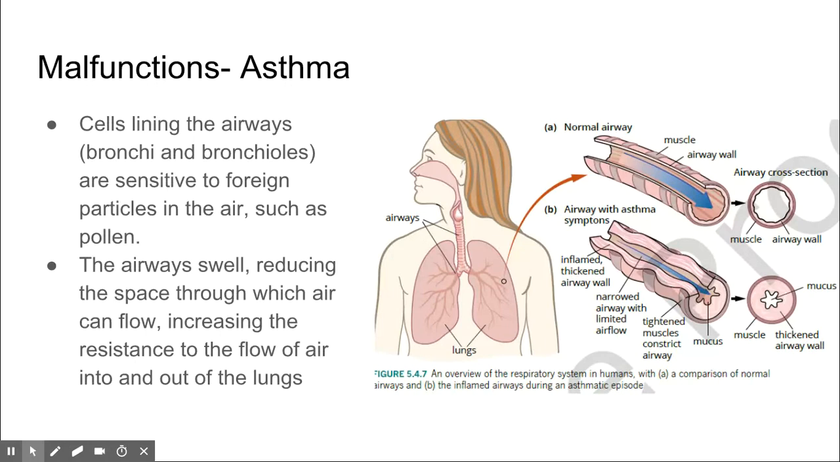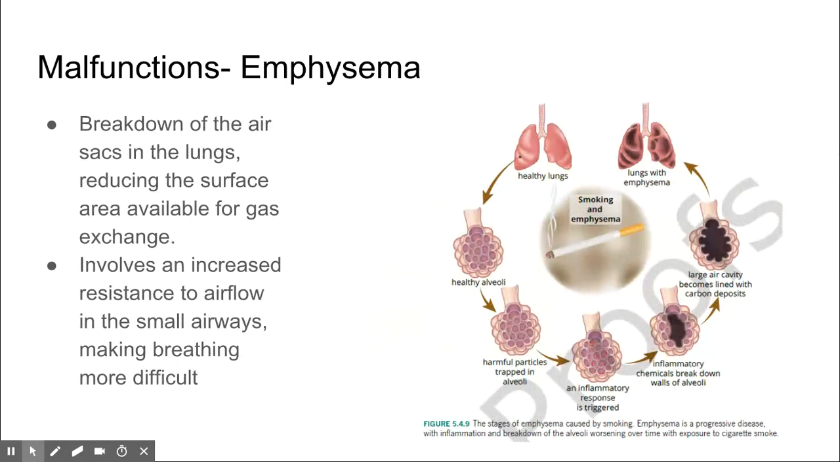When the respiratory system malfunctions, we can get asthma, where our bronchi and bronchioles are sensitive to particles in the air. The muscle that lines the airway, instead of being nice and thin and allowing the air to pass through effectively, swells, and the muscles can constrict the airway. Then we increase the resistance to the flow of air, both into and out of the lungs.